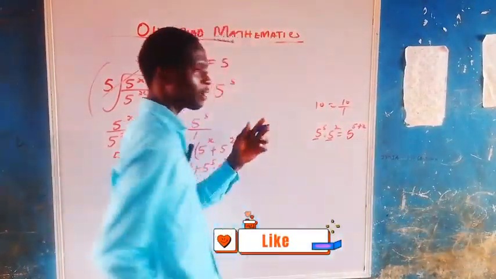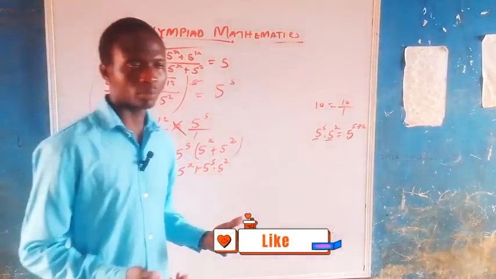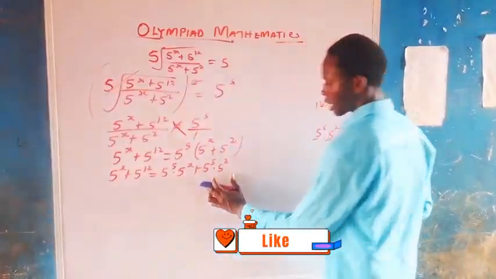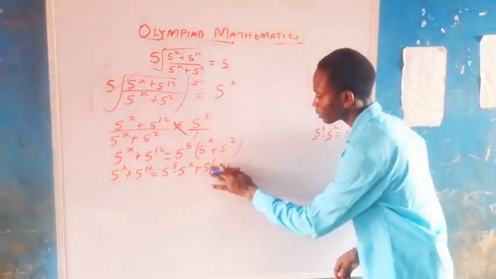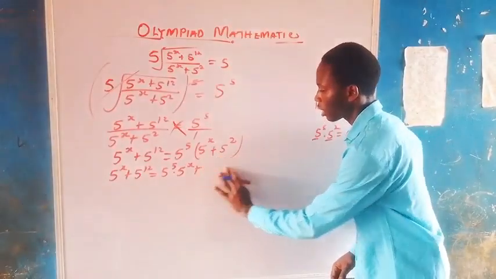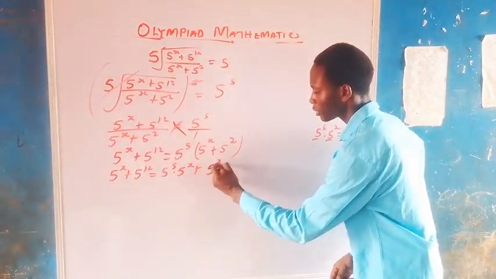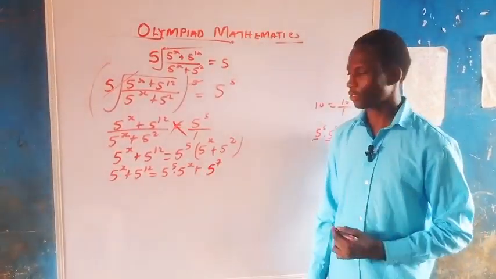And then 5 to the power of 5 plus 2 is the same thing as 5 to the power of 7. So this guy here is now 5 to the power of 7. Let me clean that up so that I can see how beautiful this is, 5 to the power of 7. Okay.